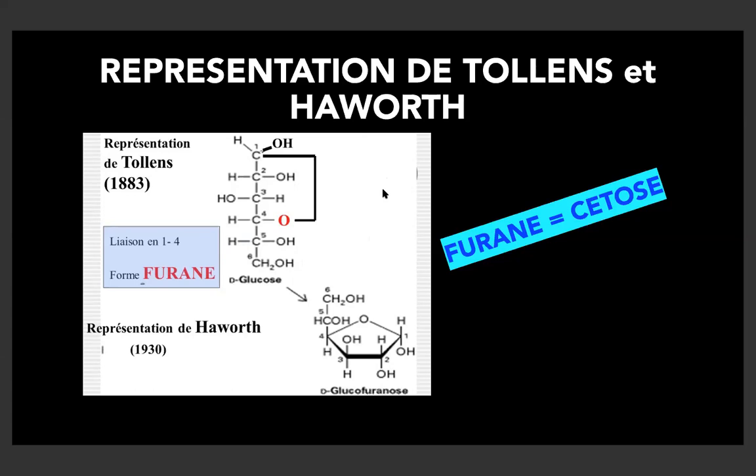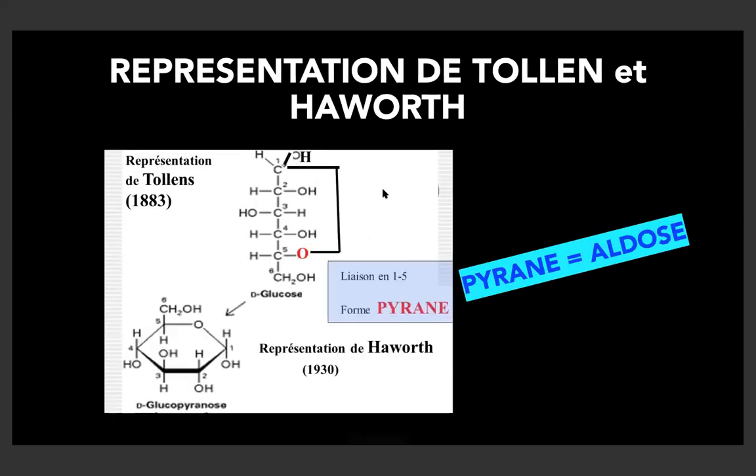Any questions? Okay, so we forge ahead. So same principle applies. So representation de Tollens. Here we have a chain or a skeleton of carbon atoms. Now the liaison has been moved. The oxidic liaison is now formed between carbon number 1 and carbon number 5. So the liaison here is now what we are calling the pyranose. And we are saying the pyranose is a liaison formed by the aldose.